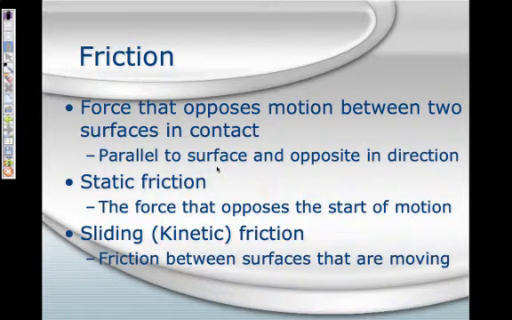So we have static friction, which is the force that opposes the start of motion. If you have something really heavy that you're pushing, you have to apply a lot of force before it actually starts to move, right? You can be applying a force to it and not have it move. So that's called static friction, which is equal to the force that opposes the start of motion. Once the object is moving, then we have sliding or kinetic friction, which is friction between surfaces that are moving. And once you get something to start moving, a lot of times you don't have to put as much force into it anymore, and you can keep it sliding at a constant speed.